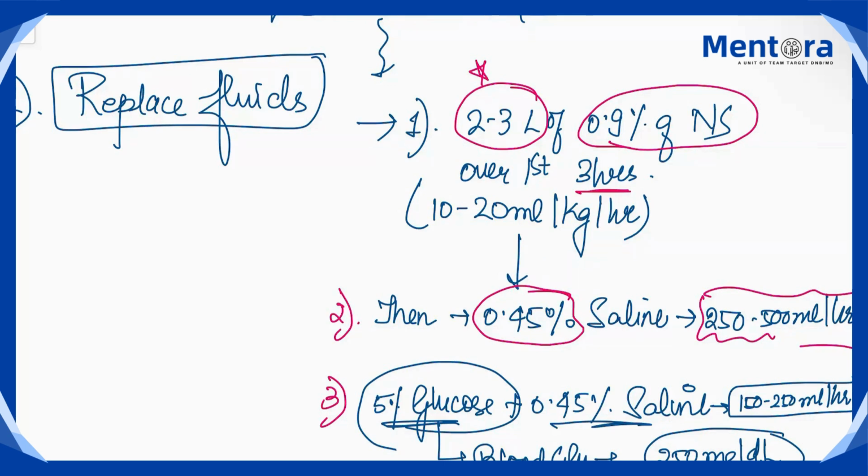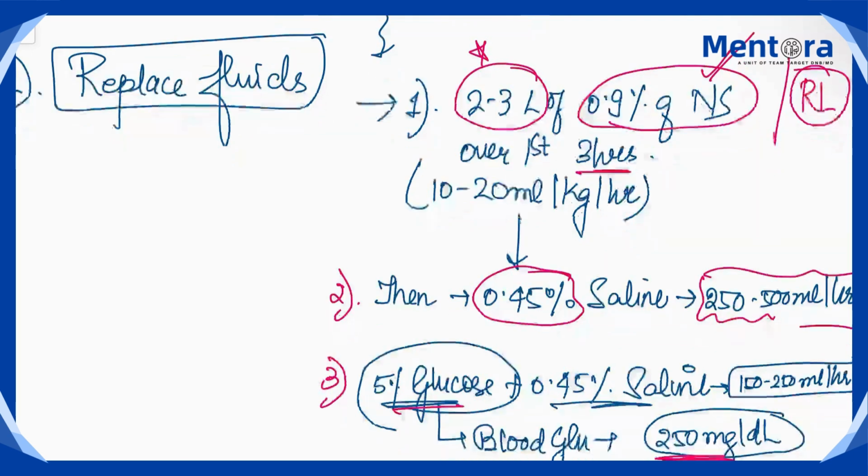Okay, instead of NS you can also use RL here, but we usually prefer NS. So you will start giving 2 to 3 liter of bolus within the first 3 hours, then reduce from 0.9% to 0.45%. Then continue with this and measure the blood glucose level. As soon as your blood glucose level reaches 250 milligram, you continue with this 0.45% saline along with 5% of glucose. Okay, so this is your fluid replacement.